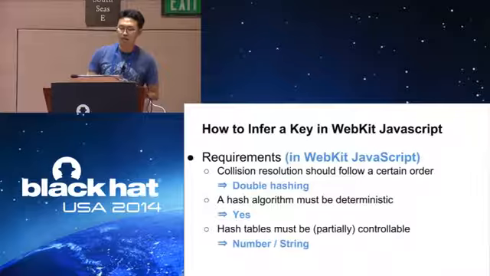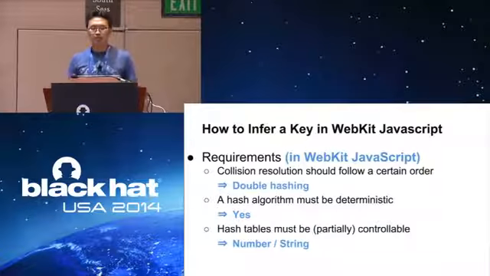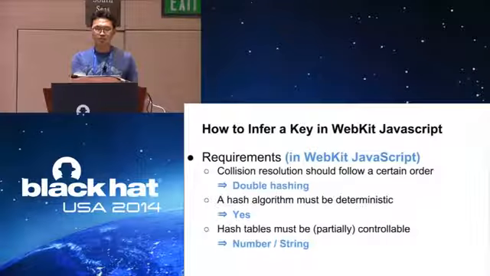Because it is using double hashing, and double hashing is deterministic, this hash algorithm is deterministic. And also, to control the table, instead of using the Name object, we can also put in a number or some other object like a string. Then we can always get the mapping between the key and the hash.